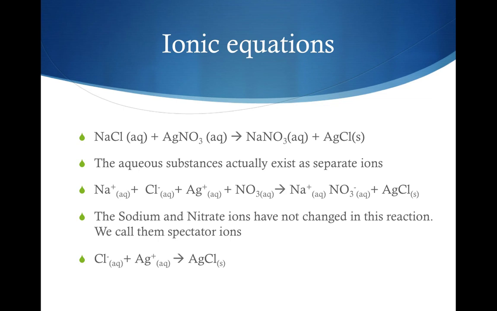Which means we can actually simplify the equation quite a lot. Because all these things which are aqueous actually exist as their separate ions. So it's actually sodium ions and chloride ions and silver ions and nitrate ions, sorry that should have a negative charge, make sodium ions and nitrate ions and silver chloride. And many of you are probably going, hang on, that's not simpler.